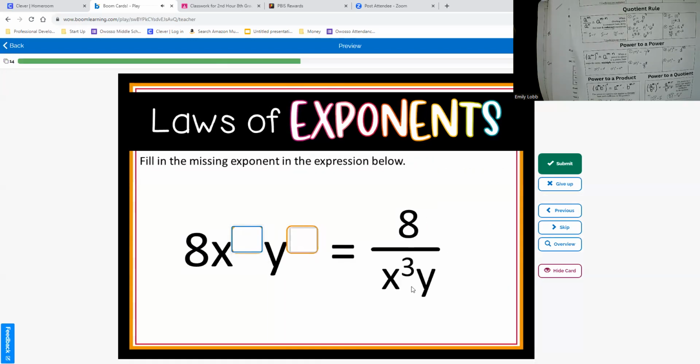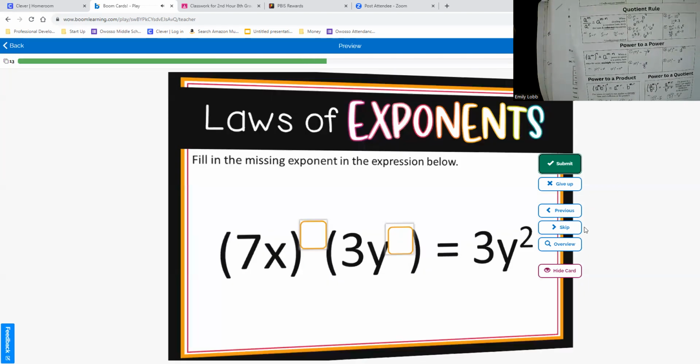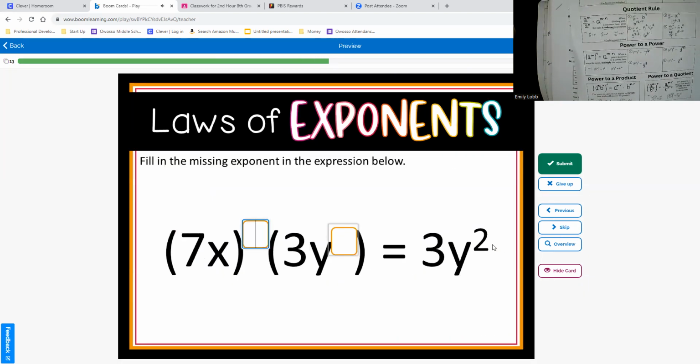So if the x comes up to the top, it's got to be to the negative exponent. This y comes up to the top, it's got to be to the negative exponent too. So this is -3. This is -1, right? So I want you guys to try these.